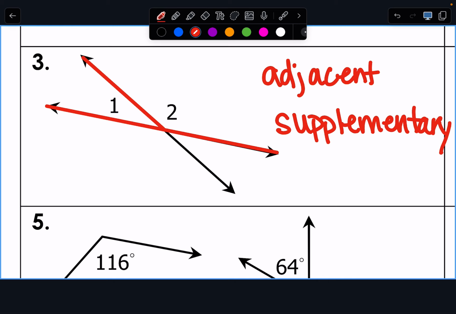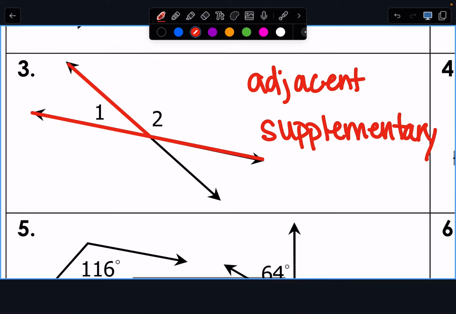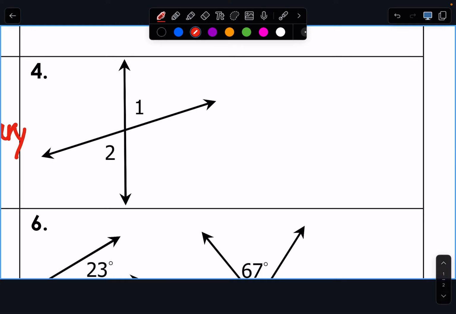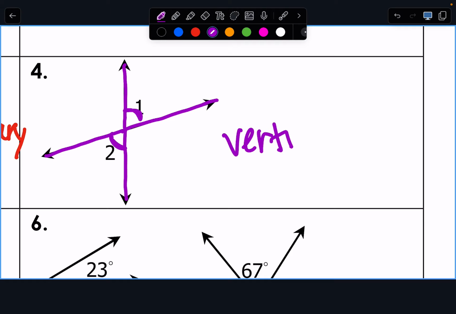Okay? Now, we're just going to kind of have to get used to, in this picture, when they're adjacent versus when they are vertical. Notice number 4 has a very similar picture. But do you notice how this time angle 1 and angle 2, they are not next to each other. They are across from each other. Number 4 is when we have vertical angles, okay?